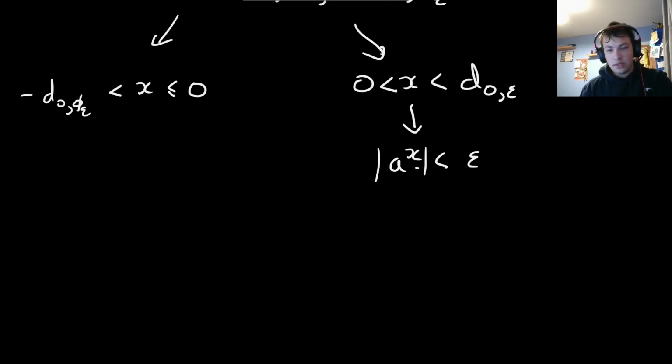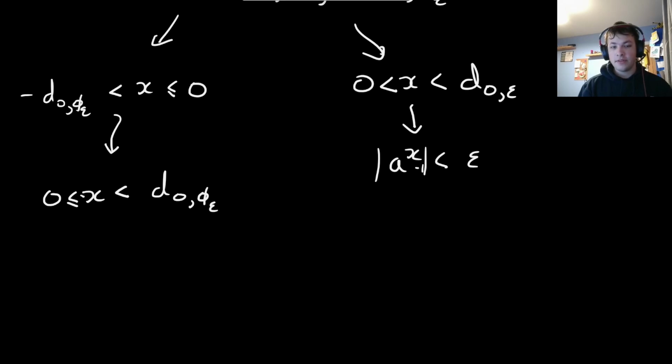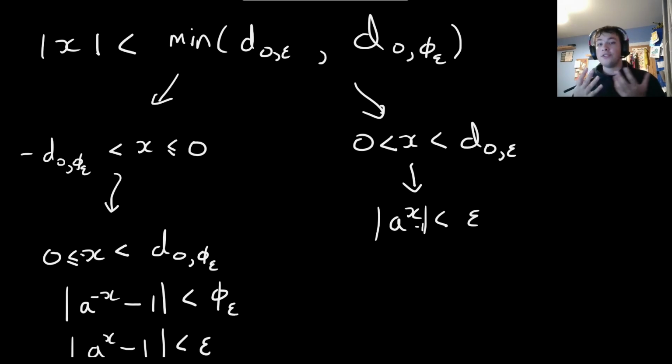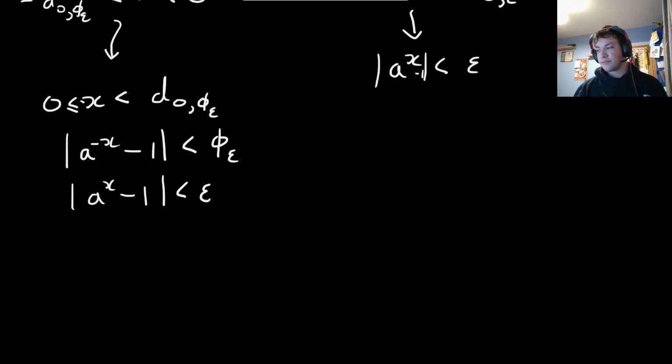Whoops. This is going to tell us that 0 is less than or equal to minus x, which is less than d0 phi epsilon. And so then that means that mod of a to the minus x minus 1 is less than phi epsilon. And so that means that mod of a to the x minus 1 is less than epsilon. And so that's our continuity at 0 from both sides.